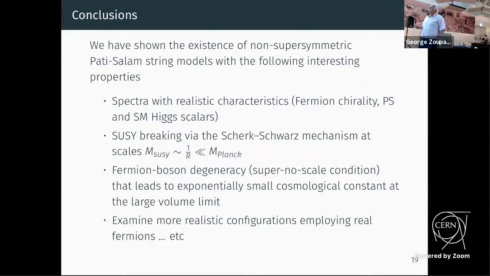And one has to examine more realistic configurations, employing perhaps real fermions, where you can reduce the number of generations and also you can perhaps eliminate the exotic states. So, thank you. Thank you.